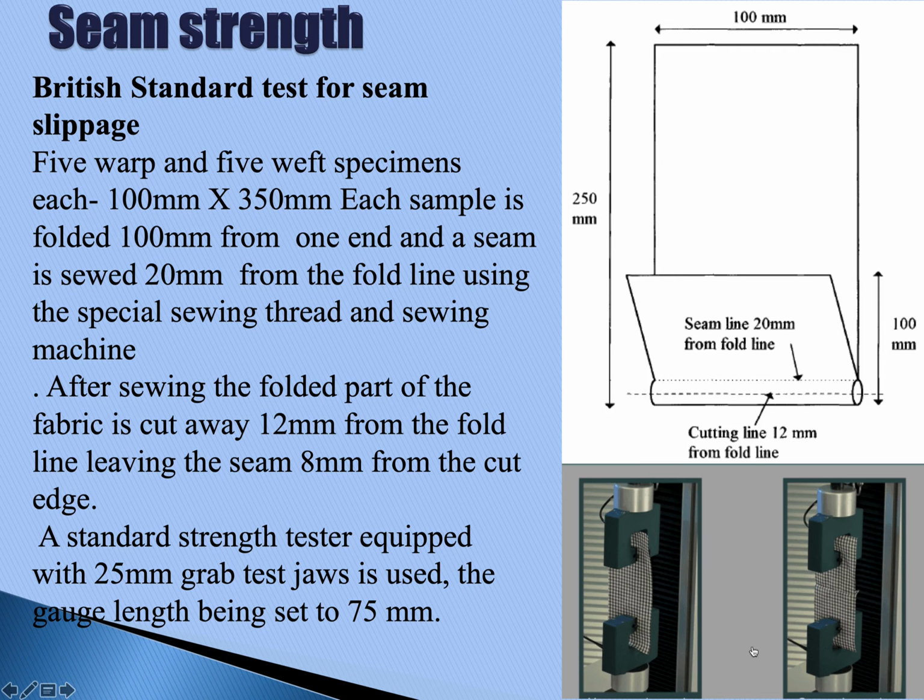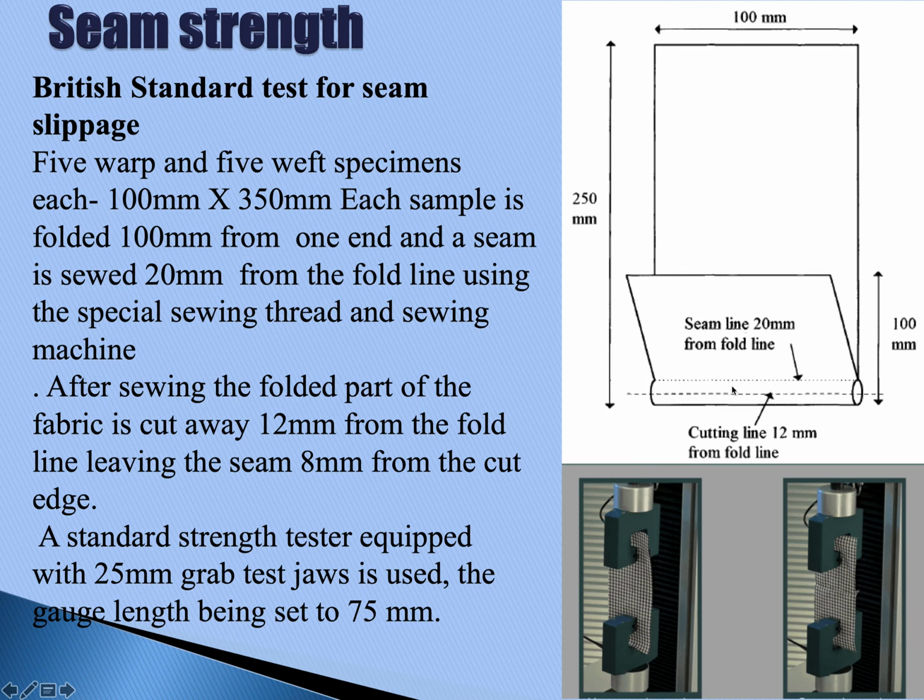This slide shows how the sample is prepared for the seam strength measurement, and how the samples are clamped between the two jaws in a tensile strength tester. This is the unseamed fabric sample where no seam has been applied, and this is the sample where two fabrics have been joined by the application of a seam.